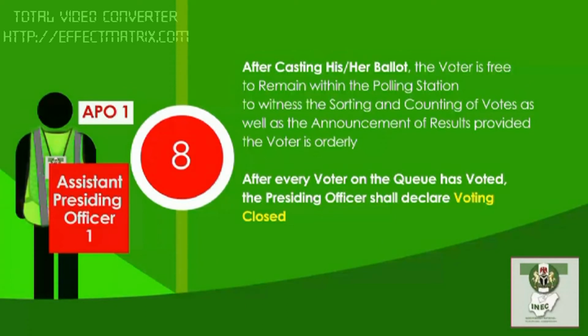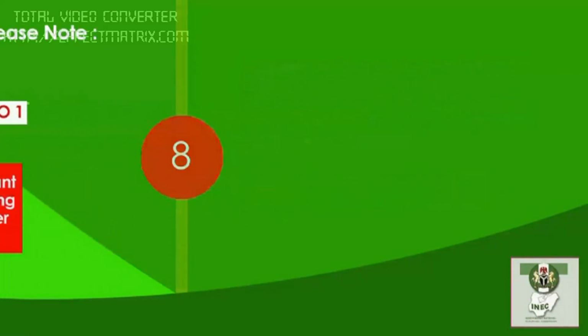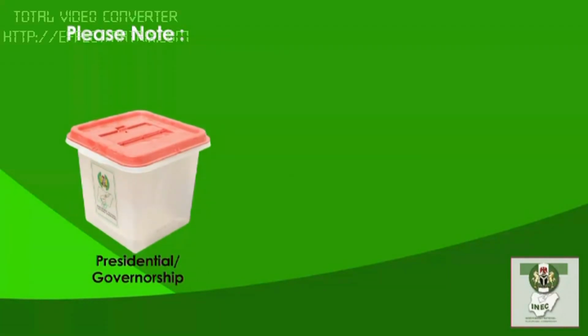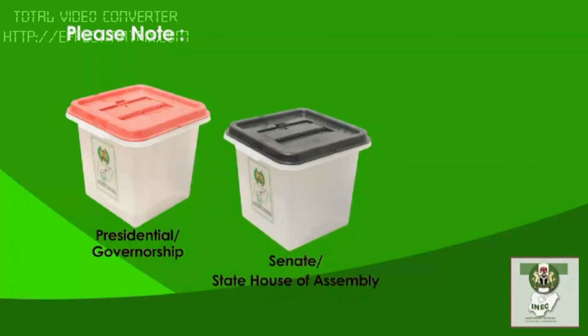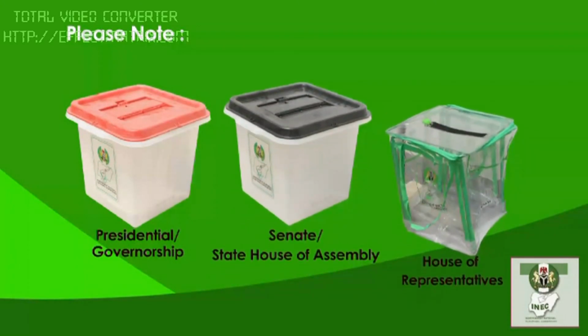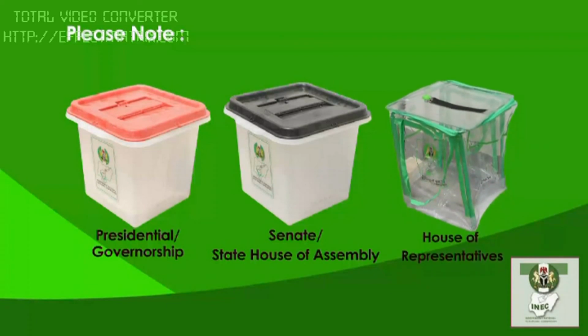After every voter on the queue has voted, the presiding officer shall declare voting closed. Please note, red lead ballot box is for presidential and governorship election, black lead ballot box for Senate and State House of Assembly election, and the transparent green lined collapsible ballot box for House of Representatives election.